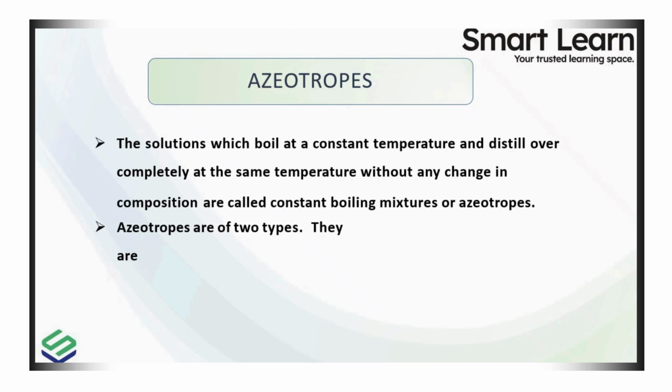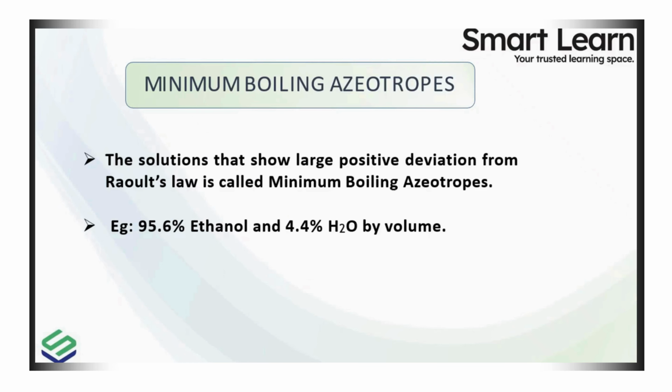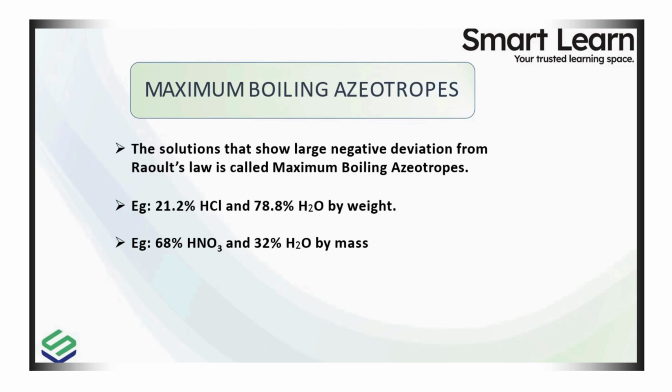Then azeotropes. Some mixtures boil at a constant temperature without change in their composition. Such mixtures are called azeotropes. Azeotropes are of two types: minimum boiling azeotrope and maximum boiling azeotrope. A minimum boiling azeotrope shows positive deviation from Raoult's law. Example: ethanol plus water mixture.